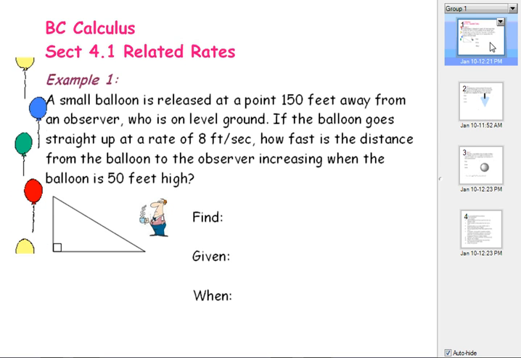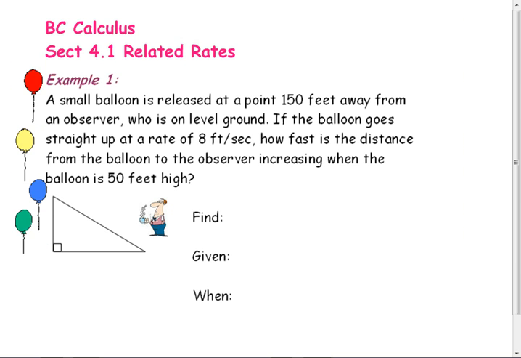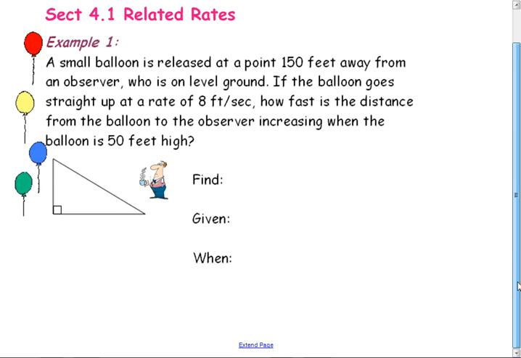A small balloon is released at a point 150 feet away from an observer who's on level ground. We are in a perfect world. If the balloon goes straight up at a rate of 8 feet per second, how fast is the distance from the balloon to the observer increasing when the balloon is 50 feet high? There's a lot of information there.